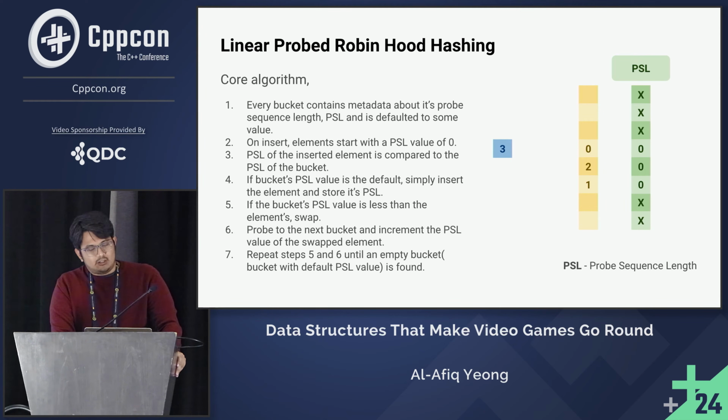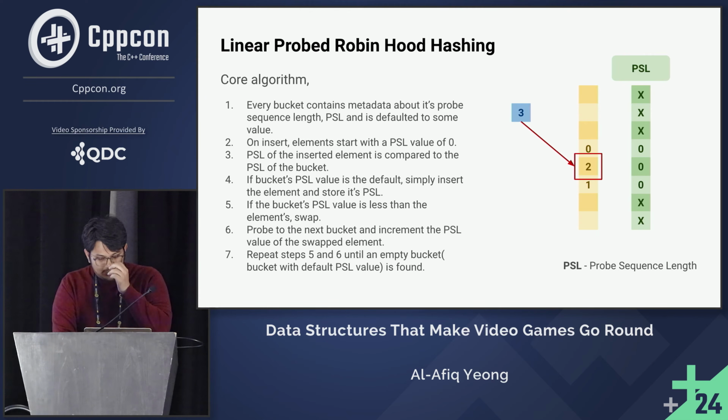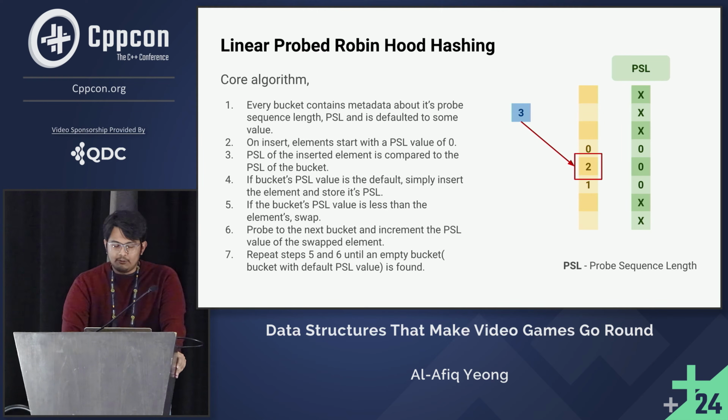Then we hit our first collision, right? We try to store an object that has a key of 3. We hash, and try to insert it into a bucket array, but it collides with a bucket that already has an element stored in it.